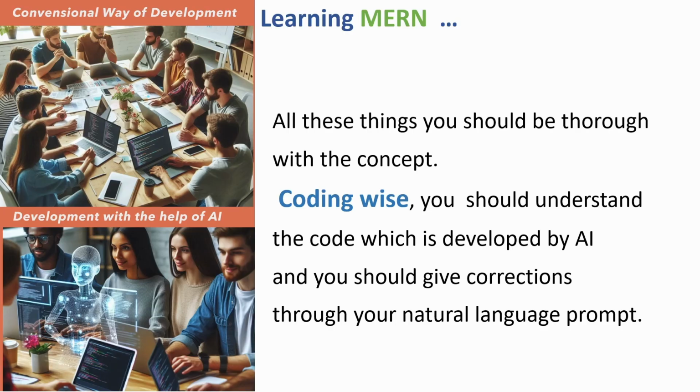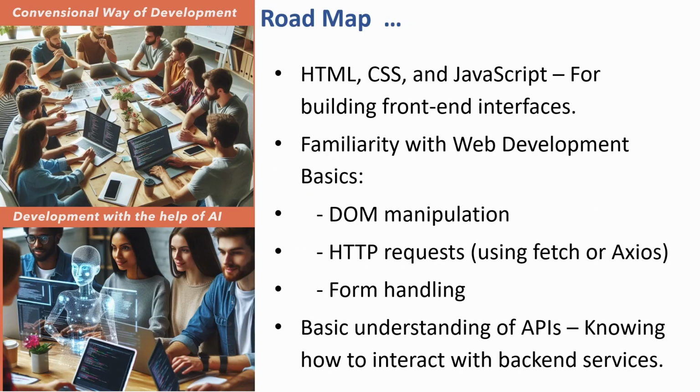So if you are very thorough with your prompt, you can develop any kind of complex application with the help of AI. So the roadmap to learn at present with the help of AI is used for coding. At present, the roadmap to learn full stack web development in a short period of time is: you should learn HTML, CSS and JavaScript for building front-end interfaces concept-wise.